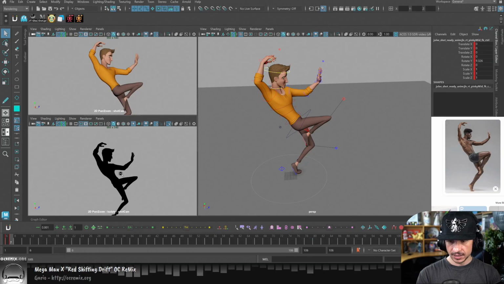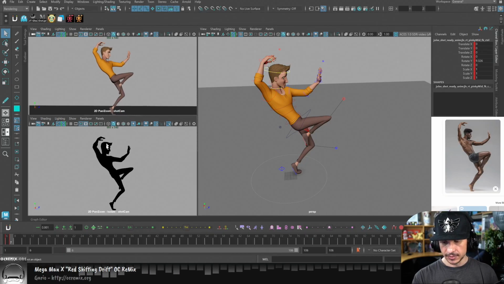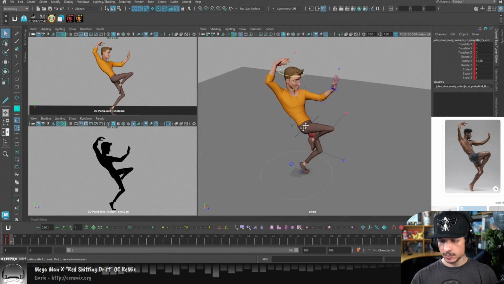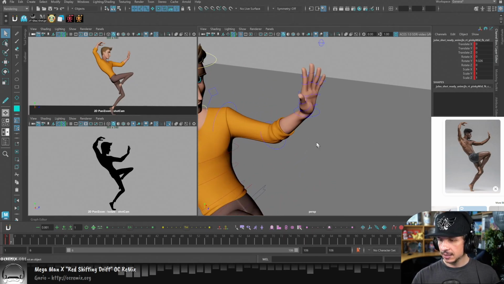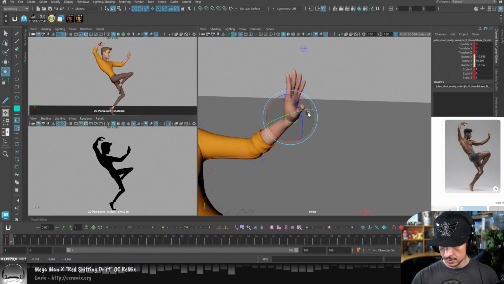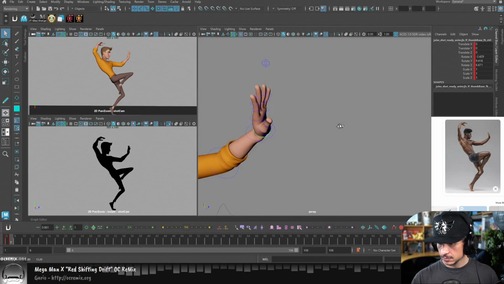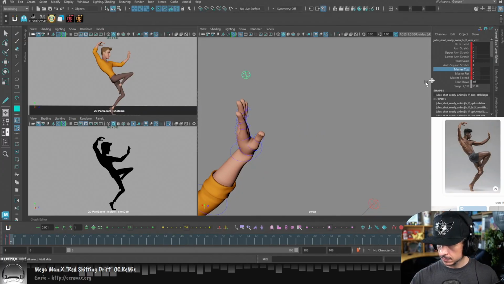So we've got the pose here in place. Already you can see that hand much more interesting to look at. I do want to get this thumb out a little bit as well. Not too far. Let's flatten out that hand just a little bit.